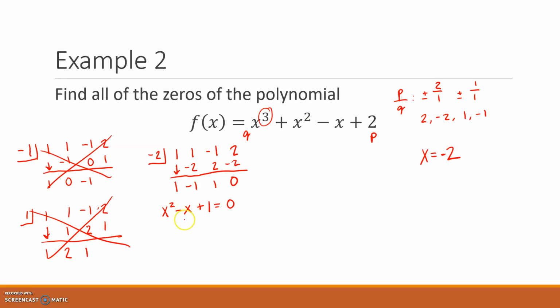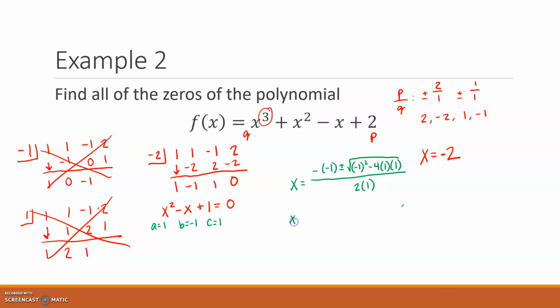And I cannot factor this because I'd be looking for 2 numbers that multiply to 1 and add to 1, and none exist. So I am going to use the quadratic formula. So I get x equals -b. So a is 1, b is -1, and c is +1. So I'm going to get -b plus or minus the square root of b squared minus 4ac all over 2 times a.